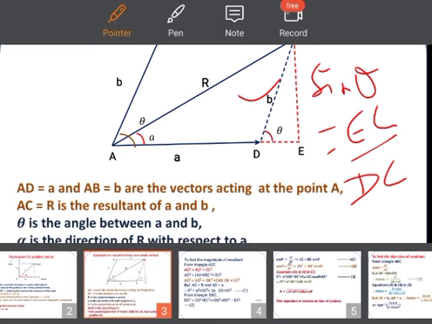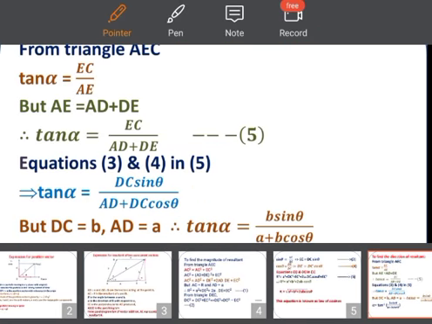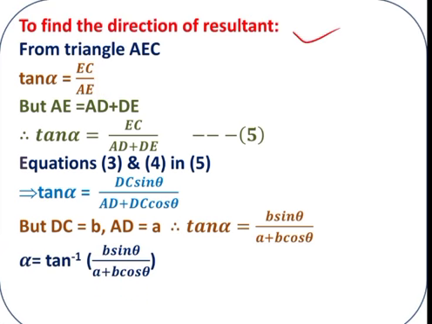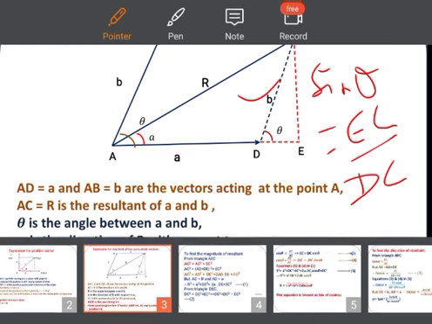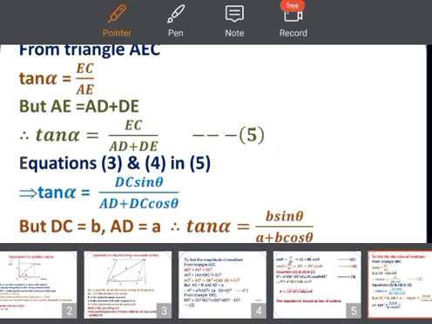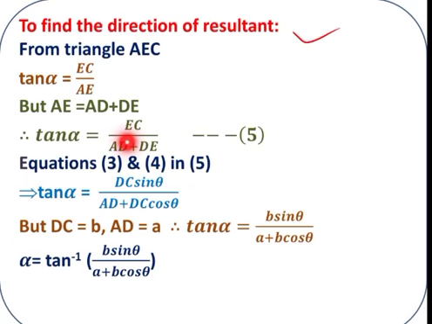So here tan alpha is equal to EC divided by AE. But what is AE? We know that AE is equal to AD plus DE. Substitute that value in this equation. EC as it is, tan alpha is equal to EC as it is, instead of AE, AD plus DE. You can call it equation number 5.